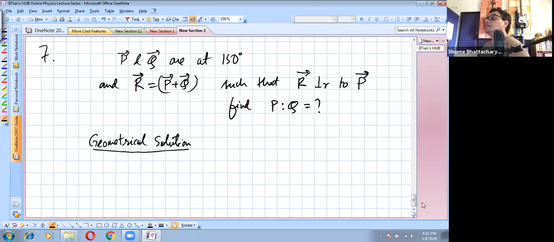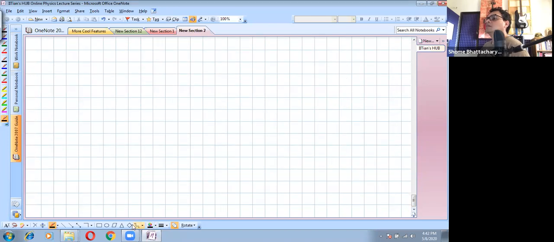Geometrical solution will look like this: if this is our vector P, then our vector Q should be in general in this sort of a direction, because it's at 150 degrees. So it's an obtuse angle. So this angle is 150 degrees. This is our vector P.